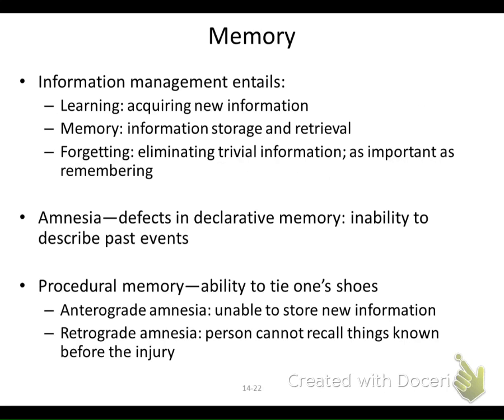Now, amnesia is typically described as being declarative. Okay? So amnesia: unable to articulate, unable to tell you what happened to me in the past. And you can also have procedural amnesia, which would be the inability to remember how to do something, how to tie your shoes, how to ride the bicycle, that kind of thing.